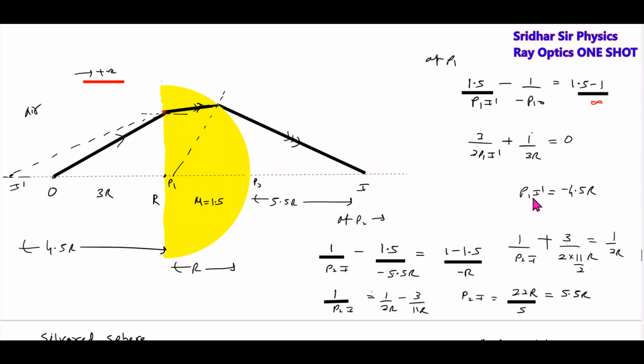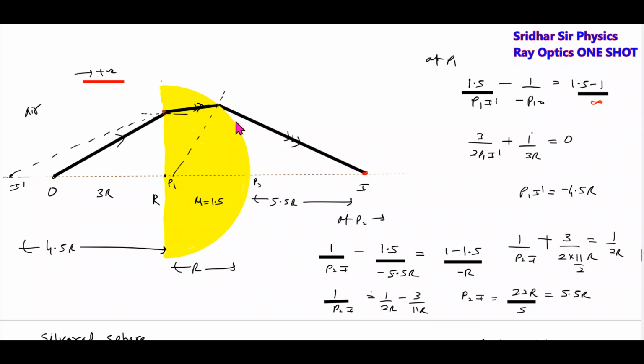Then solving, we will get P1I1 dash negative. What do you mean by negative sign? The image will be here and will be virtual. What is this I dash? The intermediate image. Now the ray will again encounter one more boundary, moving from denser to rarer, so it will bend away from the normal and we'll get the image here. So we'll calculate the position at what distance the final image I is formed.